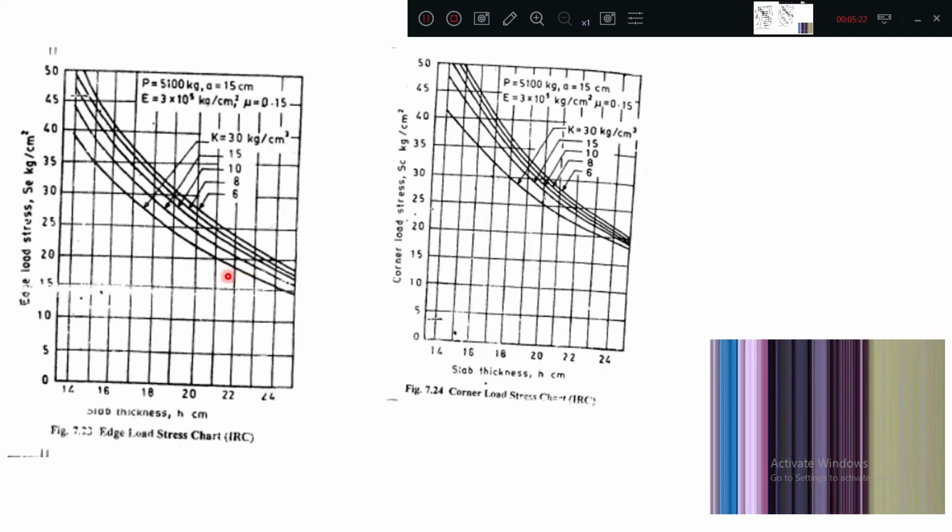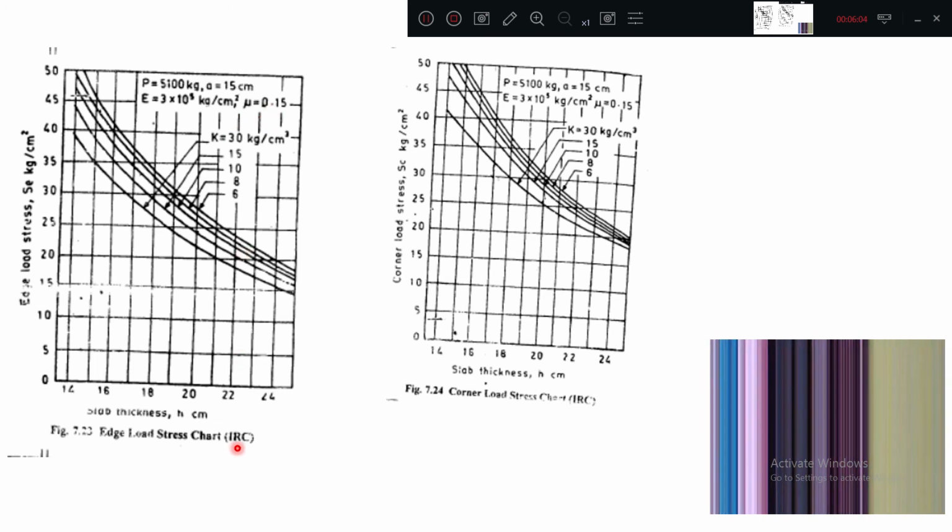Now what I was telling, direct stress from the charts: these two, edge load stress, corner load stress. Okay, the only two charts if they are giving, edge load stress, corner load stress, for what? For the P value, meaning these two charts are only for wheel load stresses. They will give the K value, modulus of subgrade reaction. They will give the E value, they will give the P value. P is wheel load, E is modulus of elasticity of concrete, and Poisson's ratio also they give.